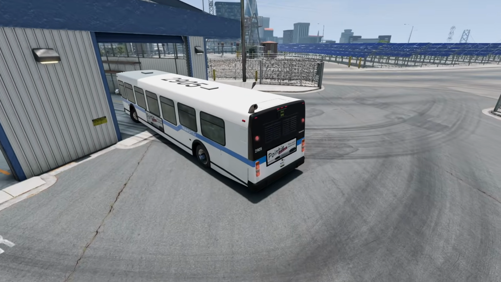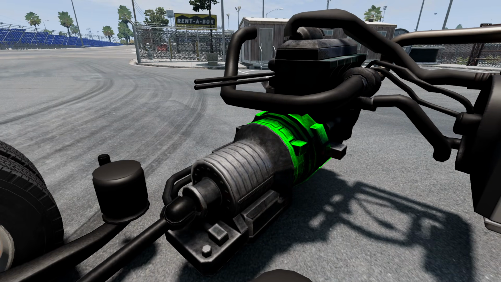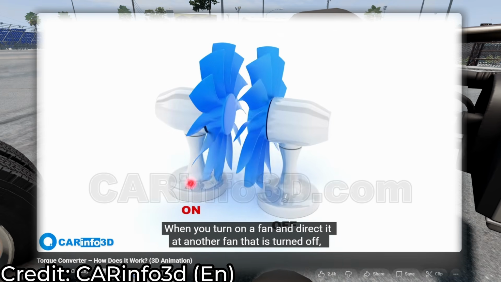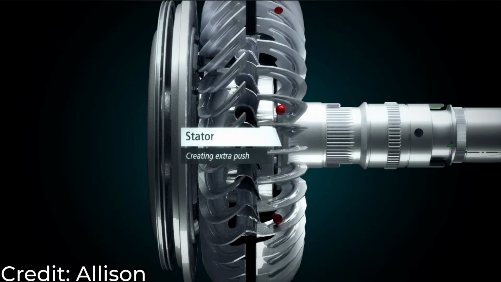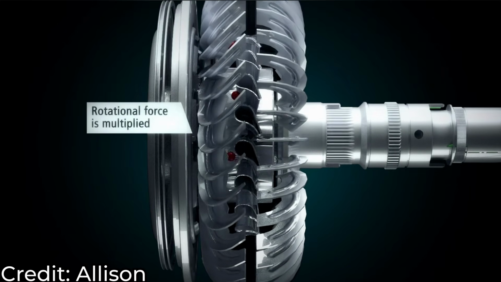Before we drive, we need to understand where the heat actually comes from. It comes from the torque converter, which is basically two fans, or impellers, facing each other in a bath of oil. The engine spins the first impeller, and that oil has to physically push the second impeller, which is connected to the gearbox to move the wheels.